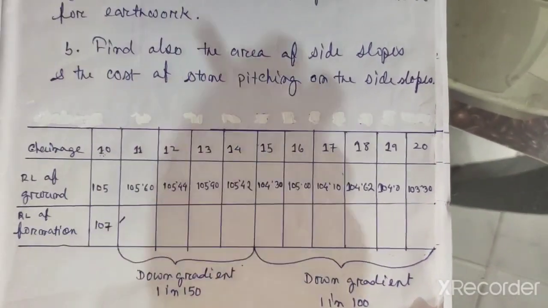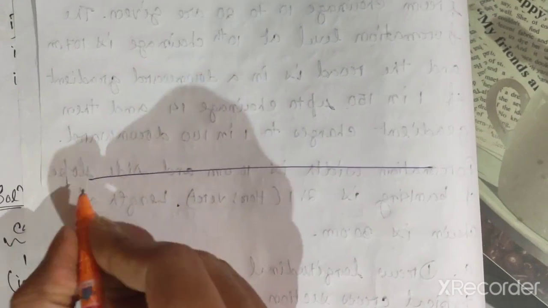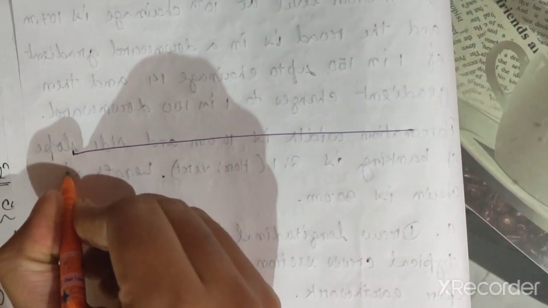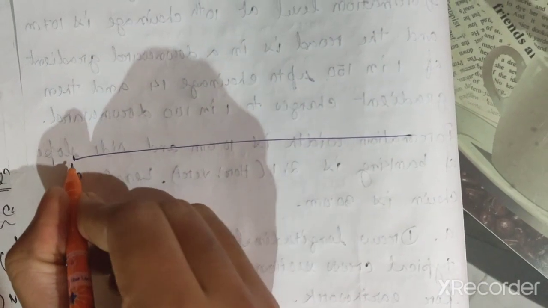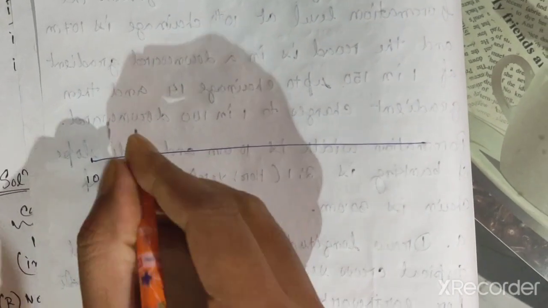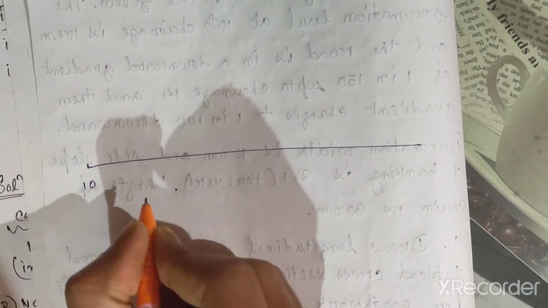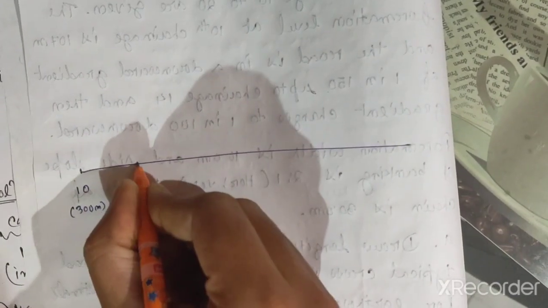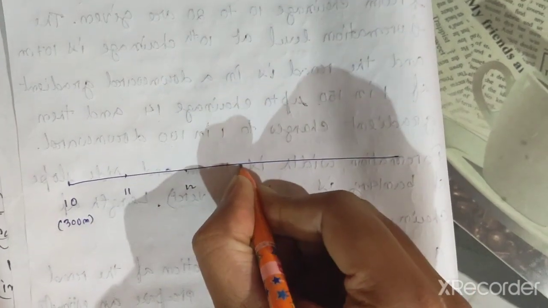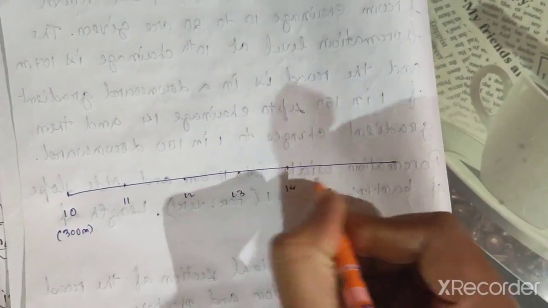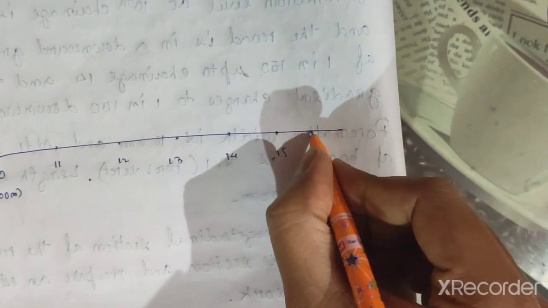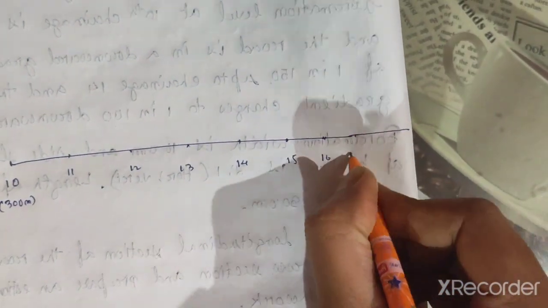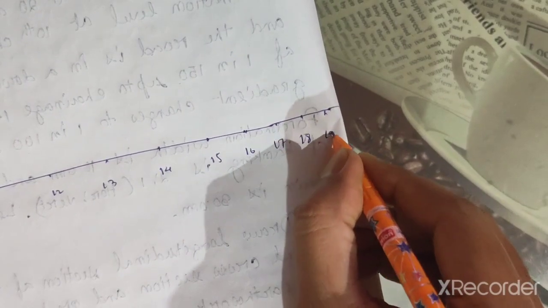Okay, let us try to understand the question first. Suppose we try to draw the longitudinal section. What is the beginning chain, the starting chain? It is 10. That means what is this distance? One chain is equal to 30 meters, that means 10 chain is equal to 300 meters. Then 11, 12, 13, 14, 15, 16, 17, 18, it goes like this, 19 and finally 20.